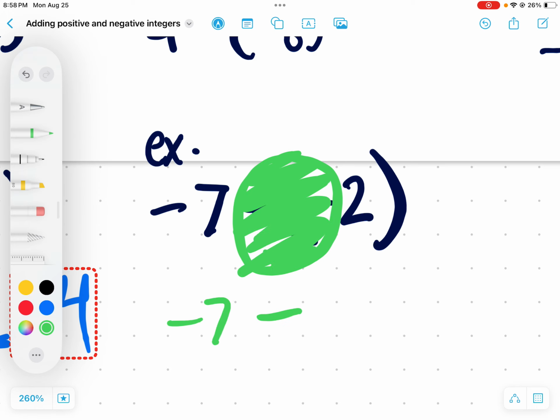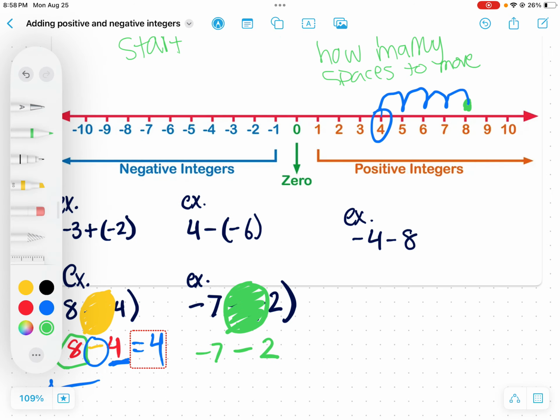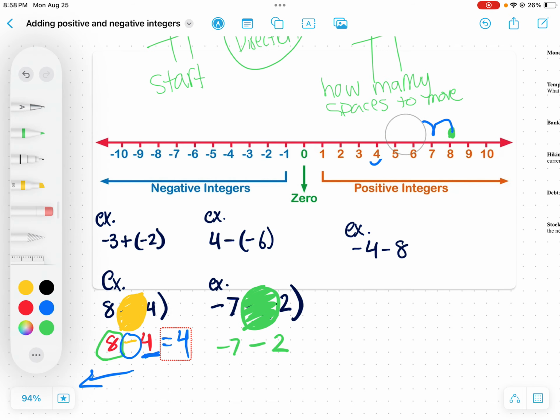So then we're left with negative 7 subtract 2. Again, we're going to take this to the number line right here. So we're going to start at negative 7 down here. And then we're subtracting, which means we're going to go to the left. And then how many spaces are we going to go to the left? 2 spaces. 1, 2. So that puts us at negative 9.